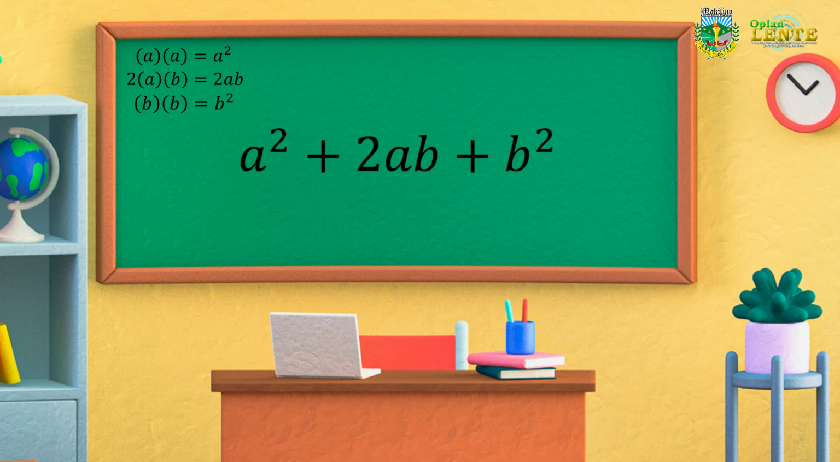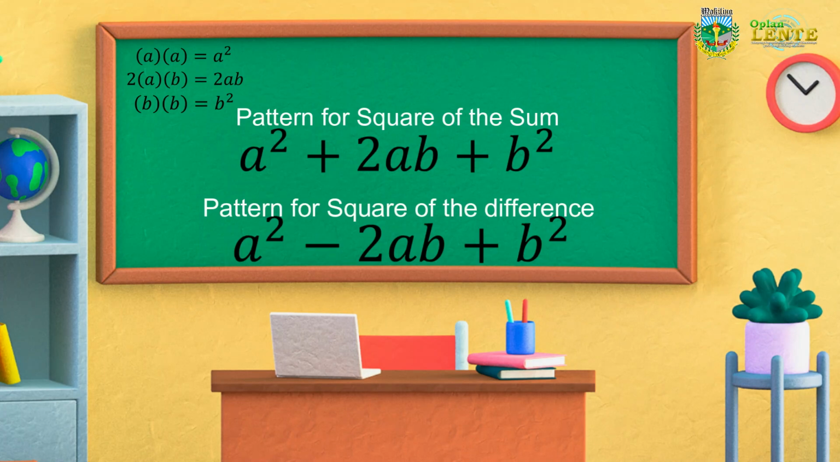Hence, the pattern for square of the sum is: the square of a plus b is equal to a squared plus 2ab plus b squared. And the pattern for square of the difference is: the square of a minus b is equal to a squared minus 2ab plus b squared. Remember, every time you square a binomial, the result is a trinomial.